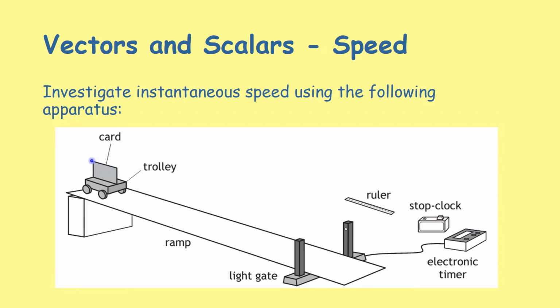When the end of the card, so this back piece just here, completely goes through the light gate, the light will flow again and the electronic timer will turn off. What this will give you is the time taken for the card to pass through the light gate, so the time taken for the trolley to pass through the light gate. We also have a ruler just here, and we will use this to measure the length of the card.